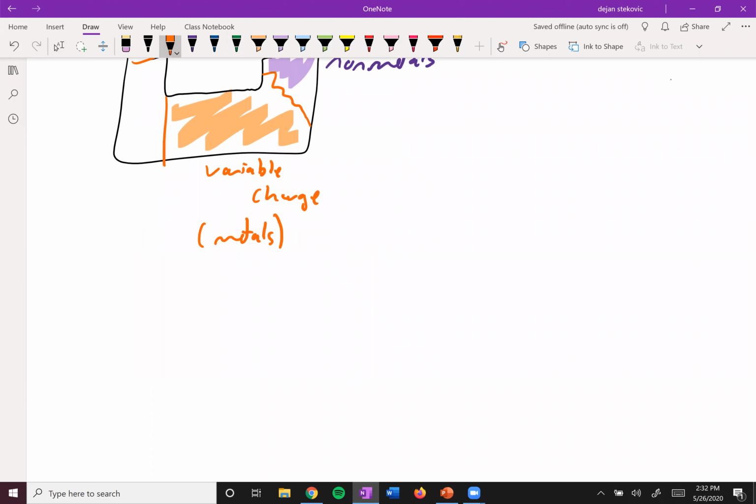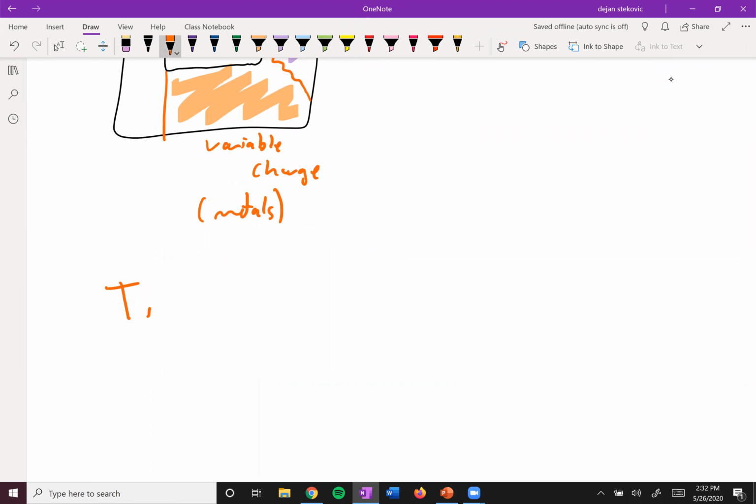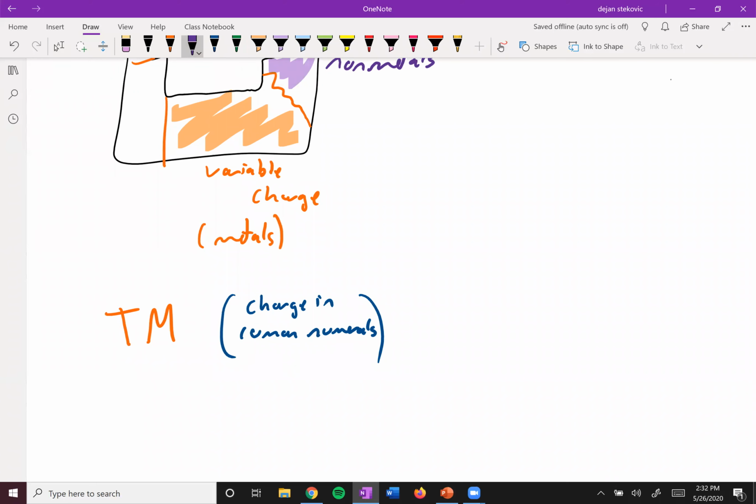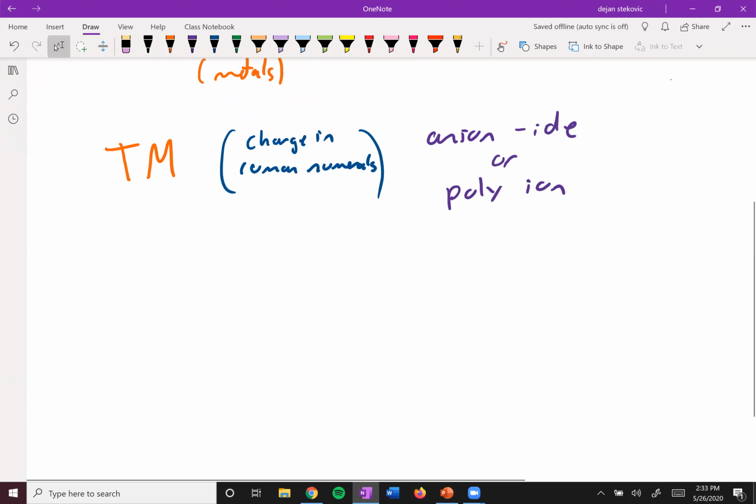And so the naming structure goes here, the name of the transition metal or the post-transition metal. And then in parentheses, we put the charge of the transition metal in Roman numerals. And then after that, we add the name of the anion or the nonmetal. Add the "-ide" in there. And of course, if it's a polyatomic ion, we do not add the "-ide". So let's take a look at that.